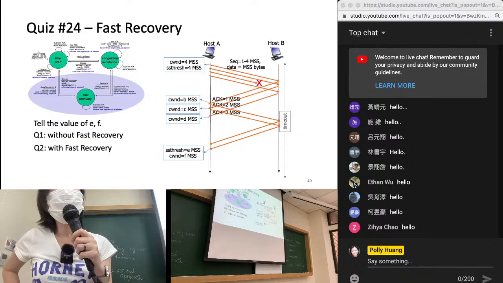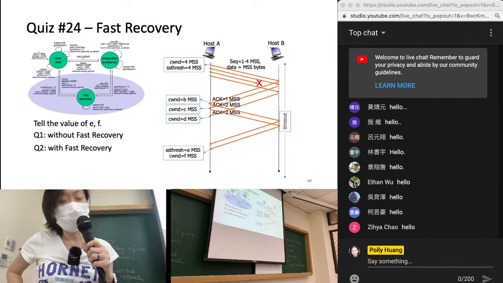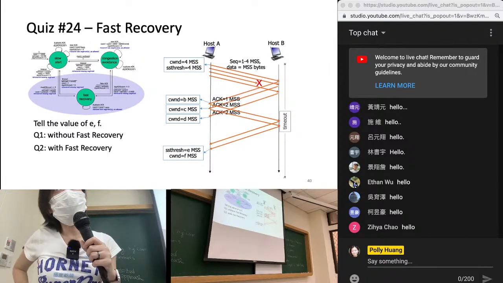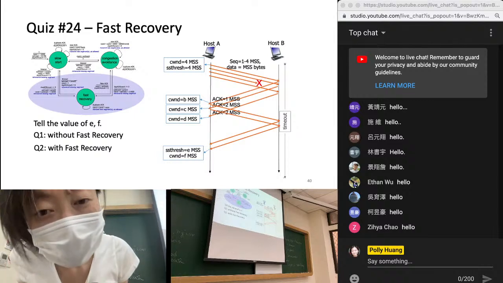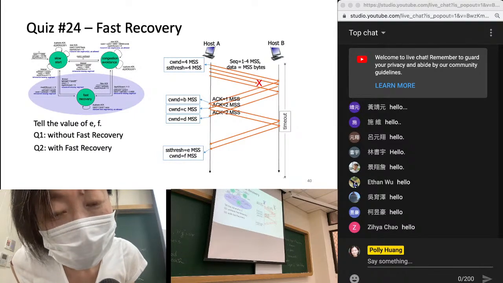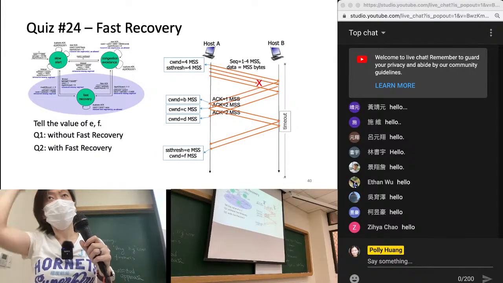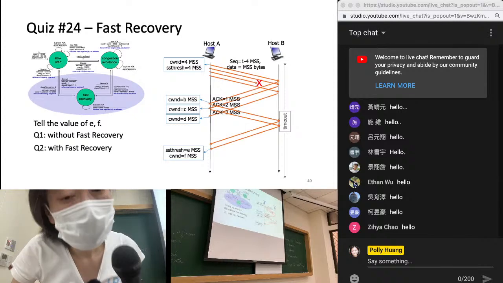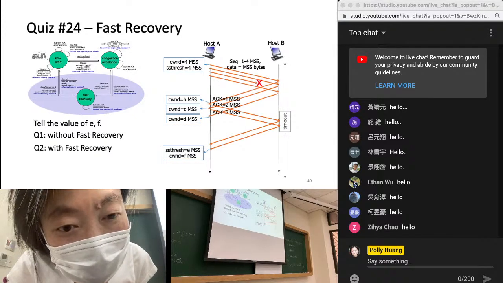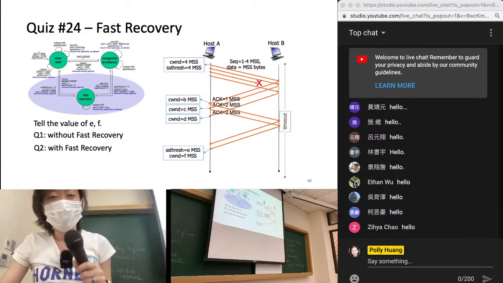And the value of F? Without fast recovery will be the same as. Great, great. So with fast recovery, what do you say? E will be the same? Would E be the same? No, E will be the value of thresh plus 3. E or F? E is the threshold.